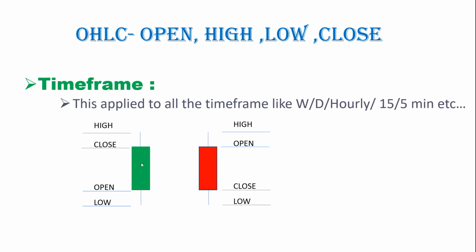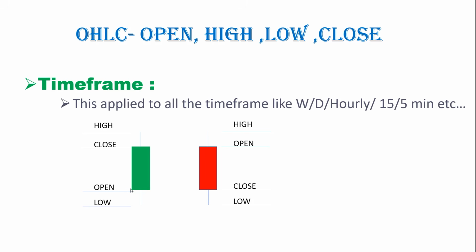Okay. Here we can see this is a green candle. So here the price opened, okay, for the green candle. The price opened here at 20 rupees, and the price went low till 10 rupees and the price took a high of 50 rupees and the price closed at 40 rupees. So this is how the green candle is formed.